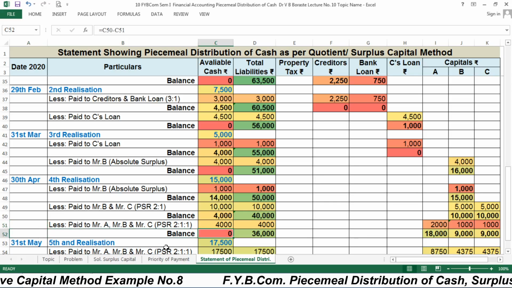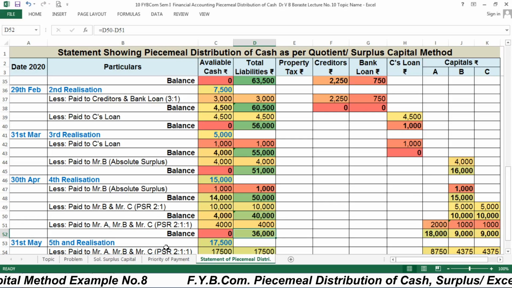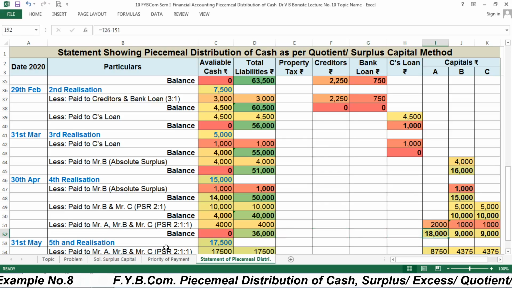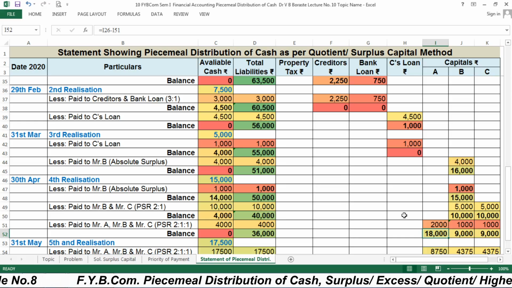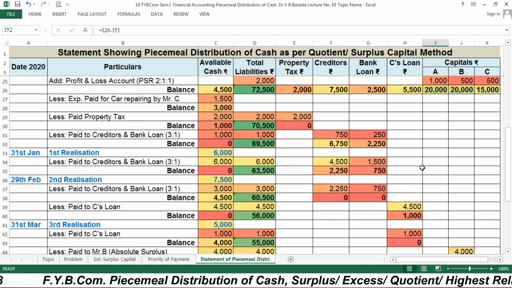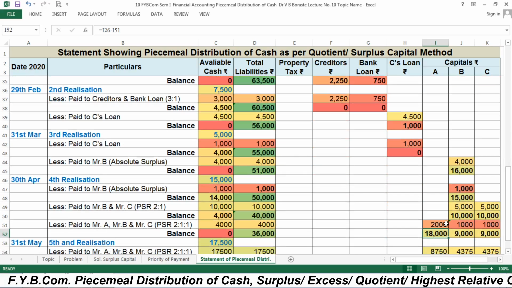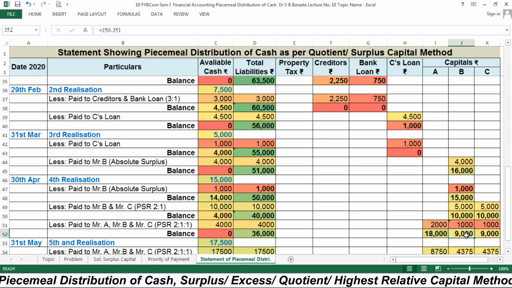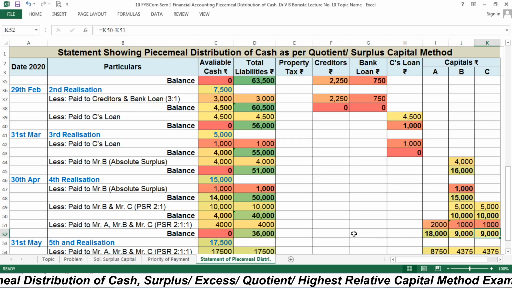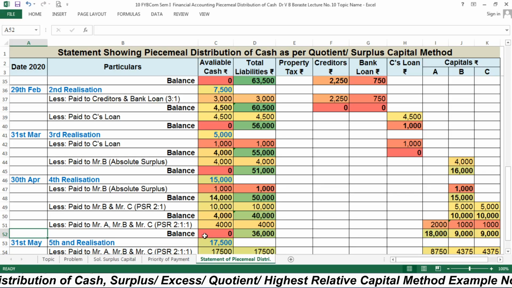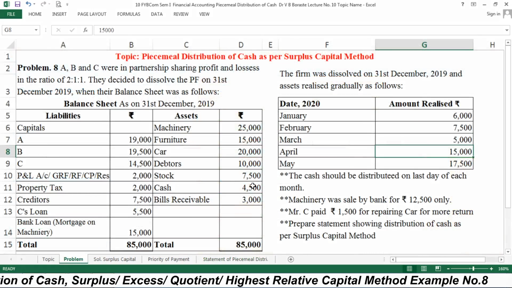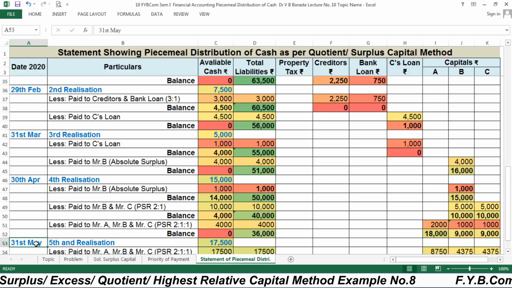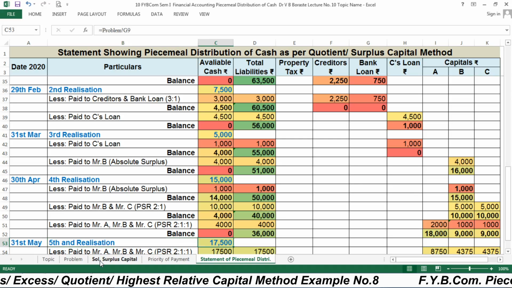After that we have to calculate the balance. Cash is 0, total liability is 36,000, that is 40,000 minus 4,000, 36,000. Still we have to pay 18,000 to Mr. A, as his capital was unpaid 20,000 and he got here 2,000, so 18,000 is payable to him. Mr. B's capital is still payable 9,000 and Mr. C's capital is also 9,000. Now we don't have any kind of realization or cash, so our last realization, that is on 31st May, fifth and final realization of rupees 17,500.